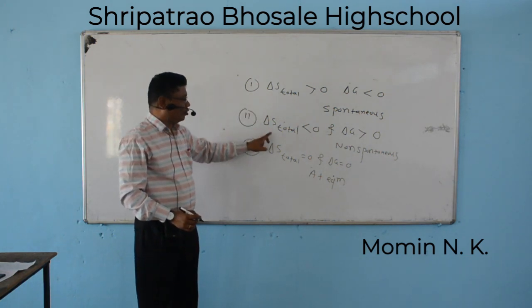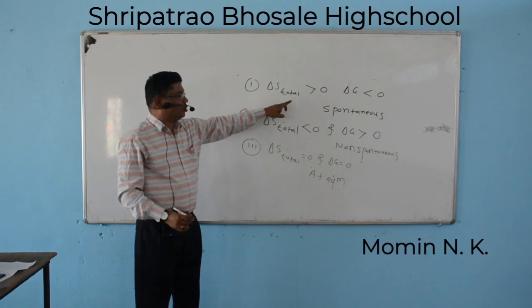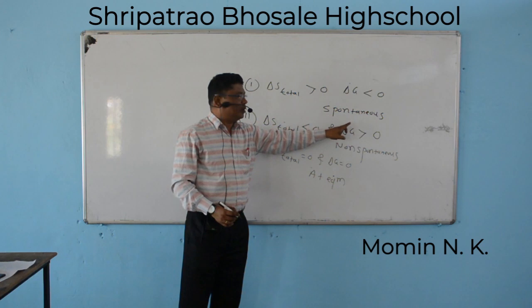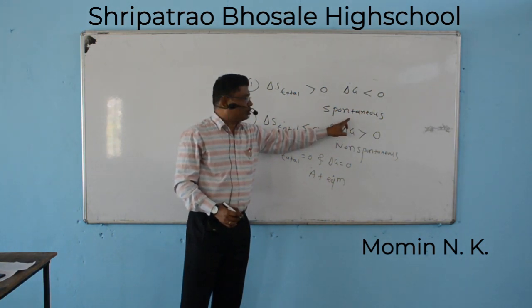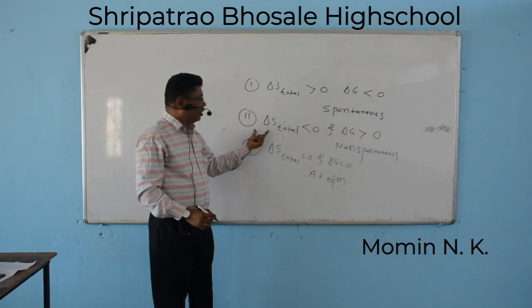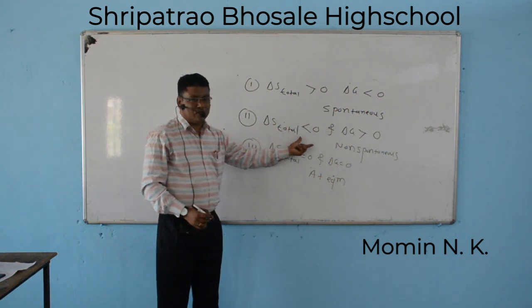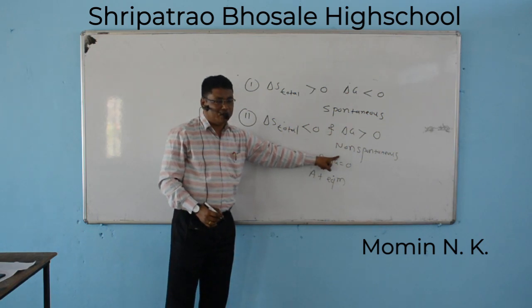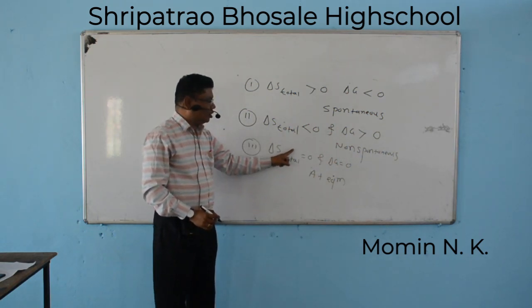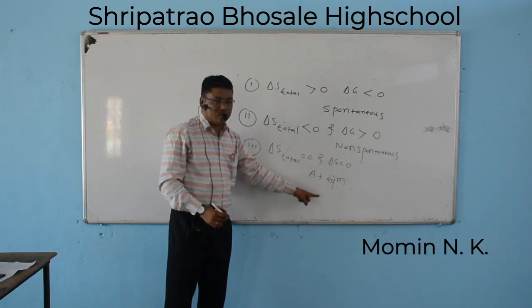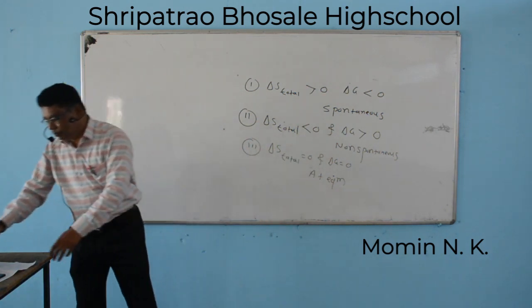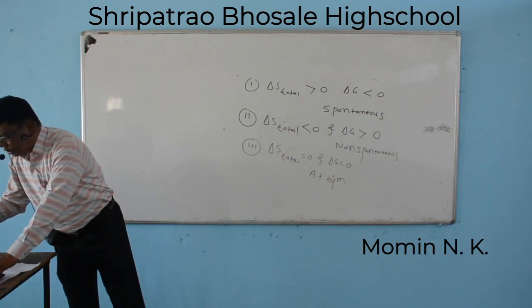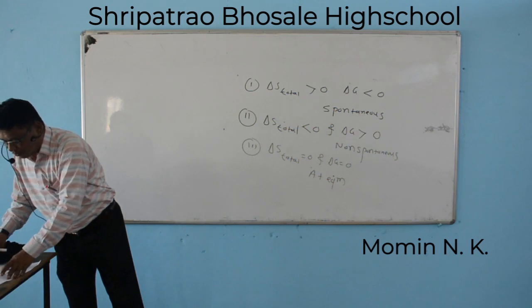So these are the three important points. Whenever delta S total is greater than 0, at that time delta G, the change in Gibbs energy, is less than 0, then and only then the process is spontaneous. Second point, whenever delta S total is less than 0 and delta G is greater than 0, the process is said to be non-spontaneous. And whenever delta S total is equal to 0 and delta G is equal to 0, the process is at equilibrium. Now, next point we want to know, that is temperature of equilibrium.